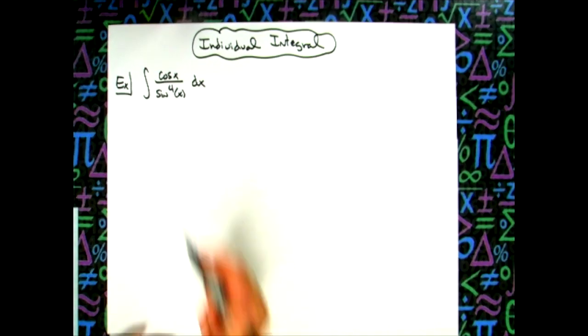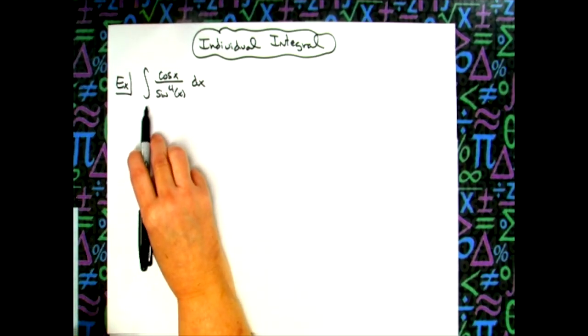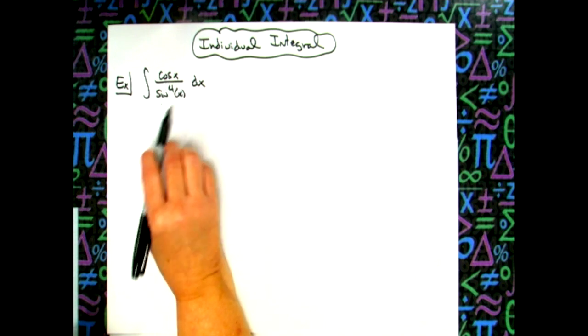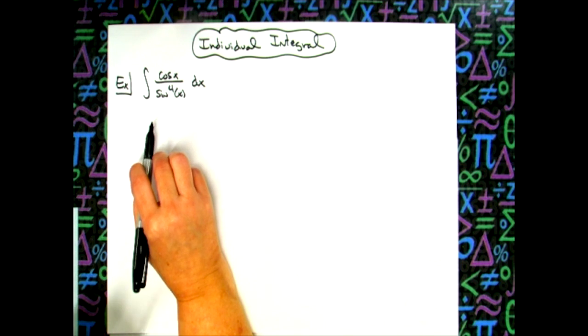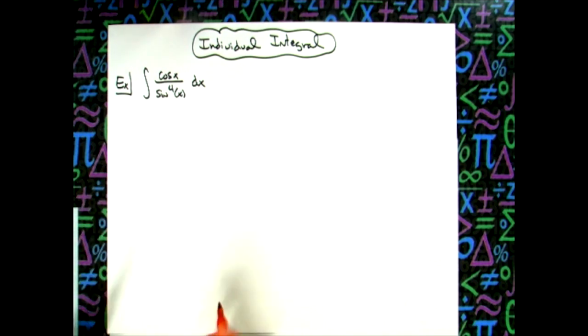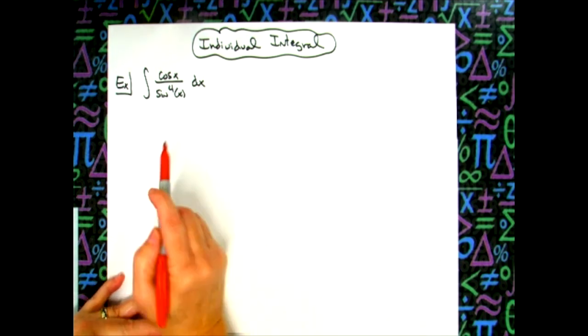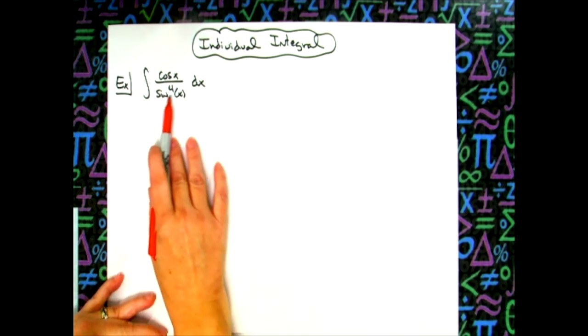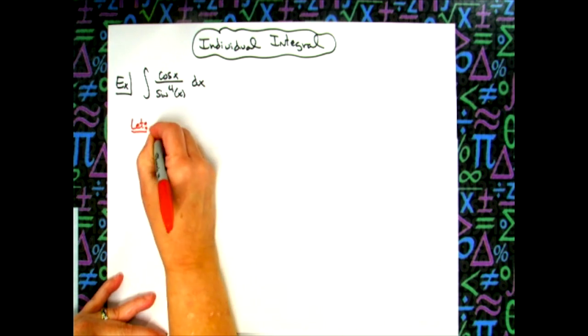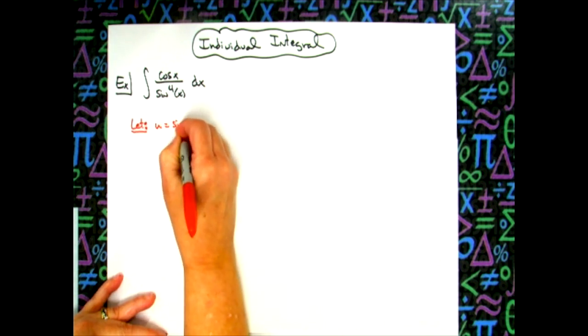In this video, we're going to take a look at an individual integral. It's the integral of cosine x over sine x to the fourth dx. All right, this is going to be a straightforward u-substitution integral, which you would find typically in a Calc 1 class. All right, so the first thing that we're going to do is start with letting our u be sine. So we're going to say let u equal sine x.